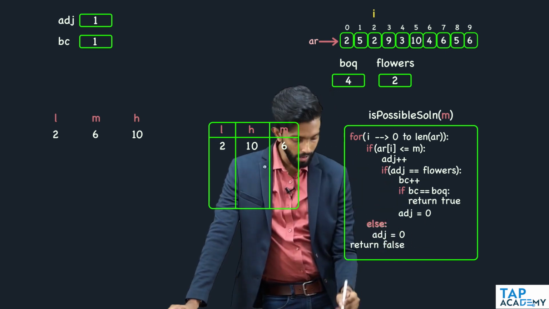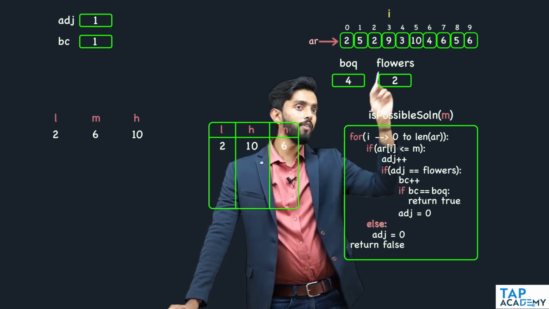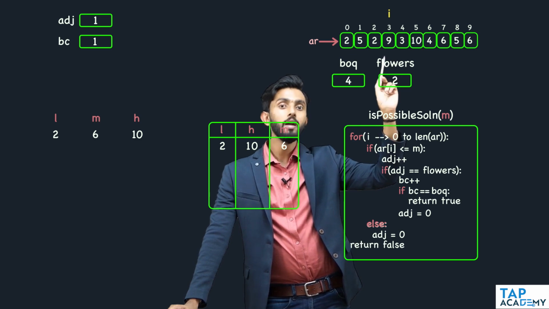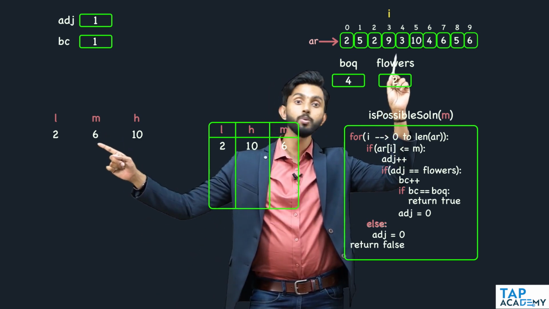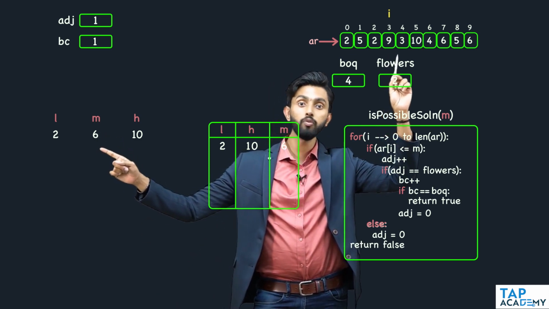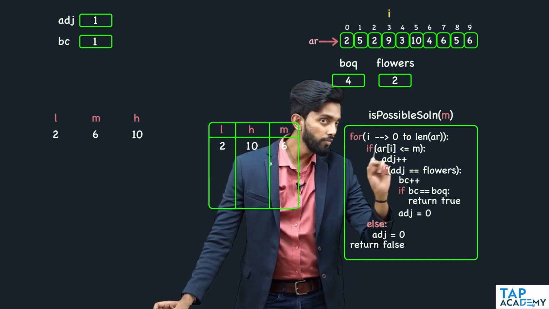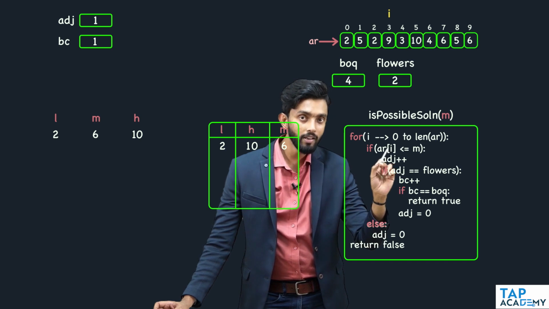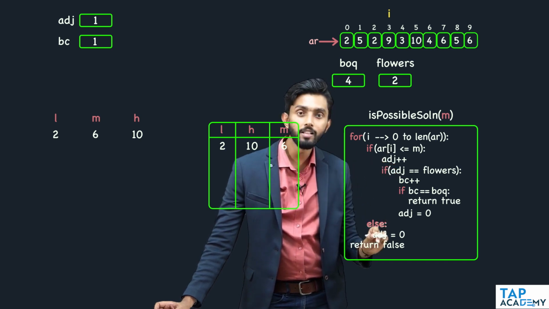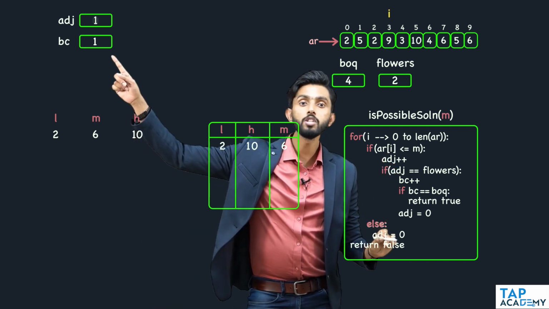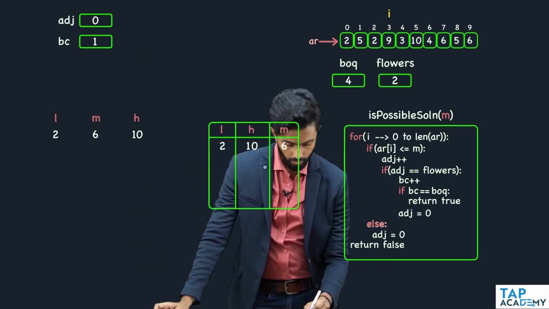I am within a loop, I value moves forward. Look at it, 9. 9 is not less than 6, which means this will not bloom. On the 6th day, the 9th flower, which will take 9 days, will not bloom, which means this condition is false. If this condition is false, then come outside to else and make that adjacent as 0. That is what we have to do, and that is what I am also doing.